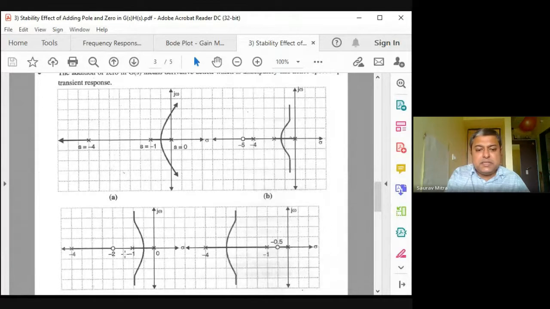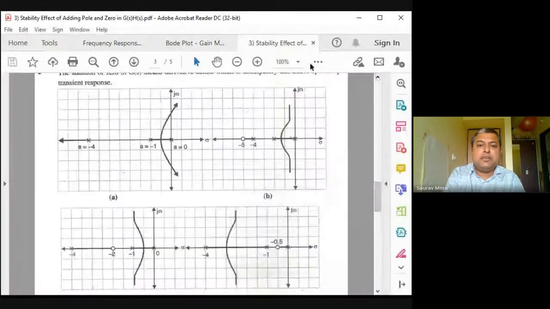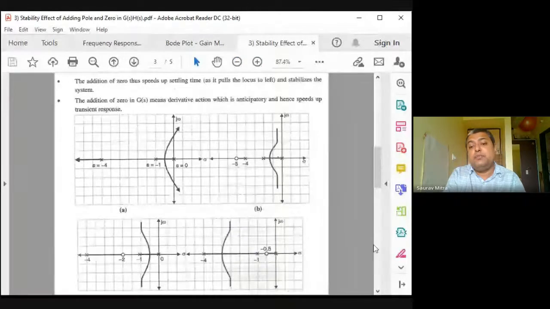And if the zero is inserted here more closely, you are finding that the whole root locus is shifting more towards the left side. Okay, so as you are adding the zero closer to the j omega axis, the root locus will get shifted deep into the j omega axis. So these are the 4 cases. They are actually showing you the effect of adding a zero at different positions.